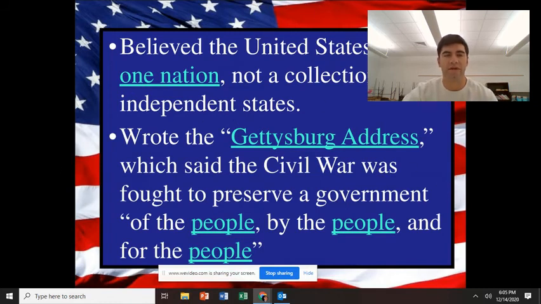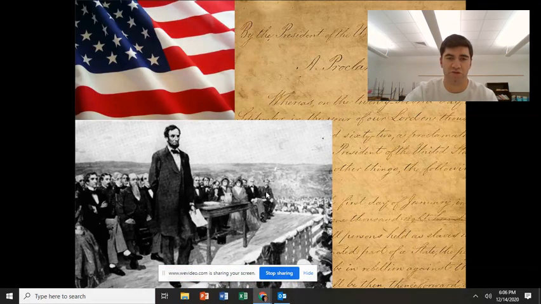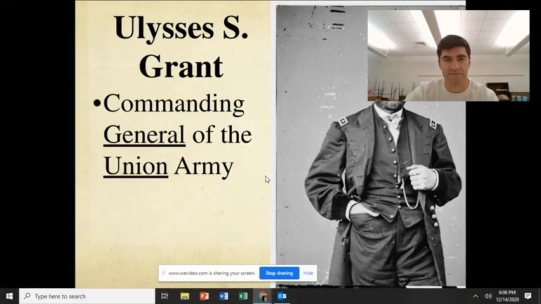So a little bit more on Lincoln. He's going to believe the United States was one nation, not a collection of independent states. He's going to write the Gettysburg Address, which said the Civil War was fought to preserve a government of the people, by the people, and for the people. Okay, so he's trying to regain control of all of the United States, okay, and make it for the people and by the people, for all people, right, especially those former slaves. That's what Lincoln's trying to do. And there is an image or drawing of him, or photo of him after he gives the Gettysburg Address.